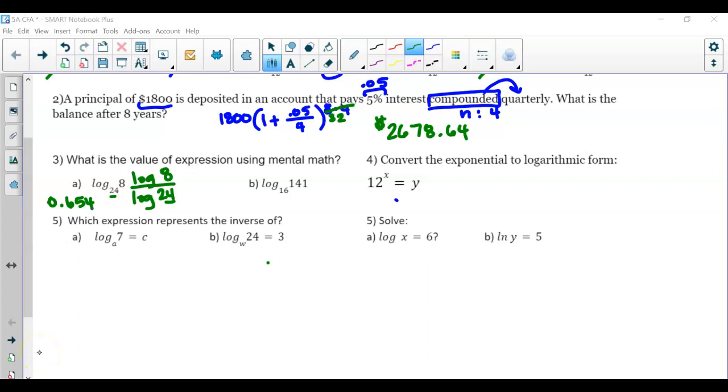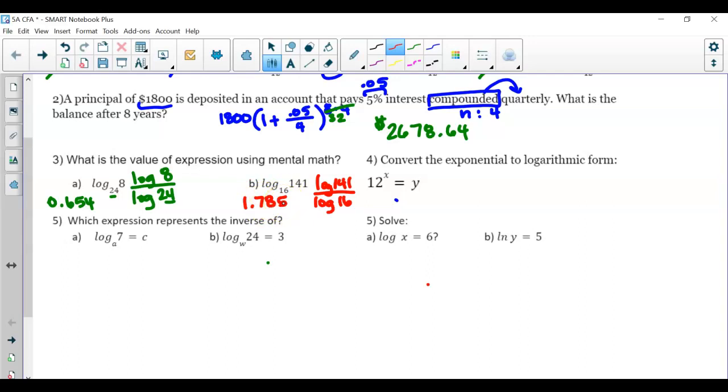So then in B, again, setting up that change of base here. Now we're going to end up with evaluating log of 141 divided by log of 16. When you put that in the calculator, you end up with approximately 1.785.